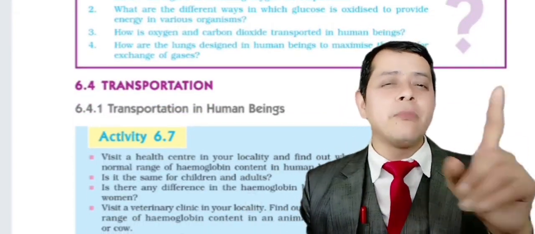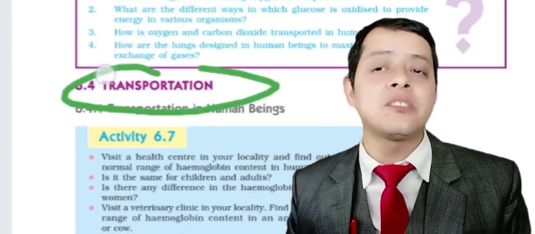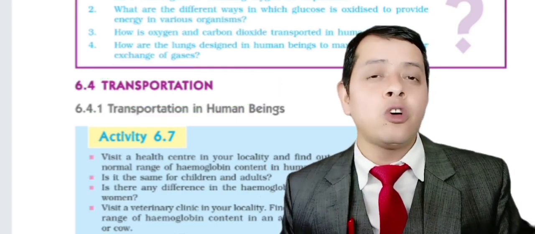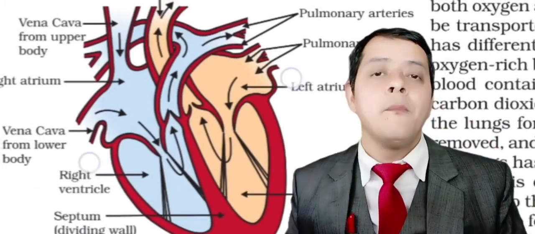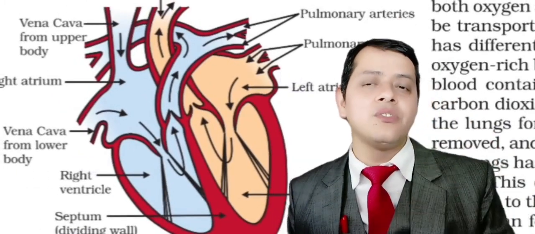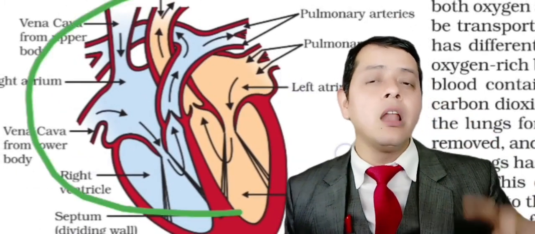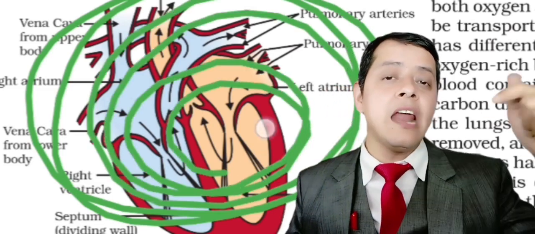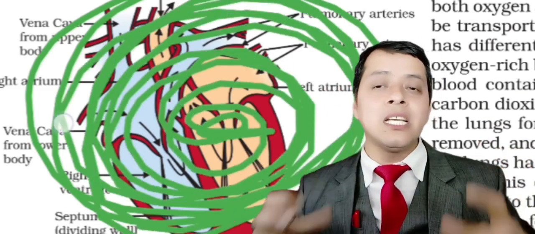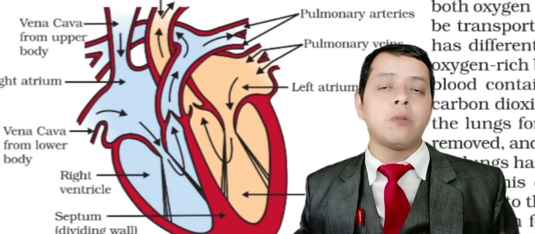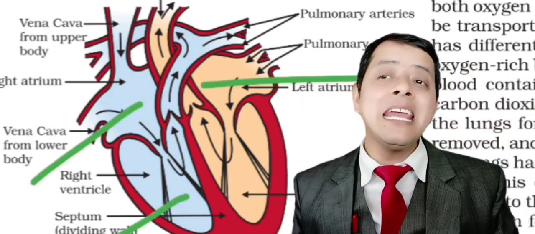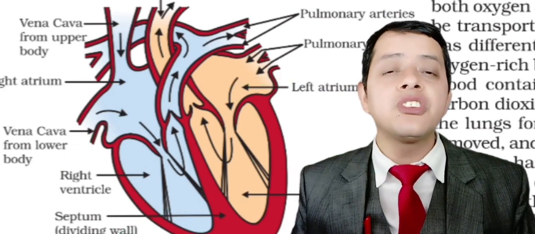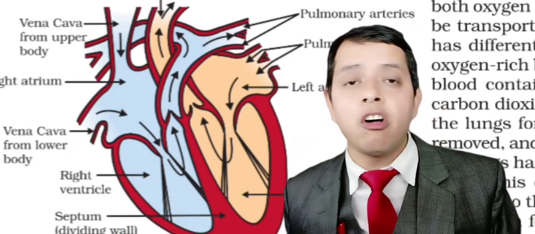Let's understand a little bit about transportation. Transportation means the movement of molecules in our body, which is mostly done with the help of the heart. The human heart contains right auricle, left auricle, right ventricle and left ventricle. The heart is a pumping organ which pumps the blood to all parts of the body. That is what transportation means. And during transportation and circulation, the heart is the vital organ in our body.